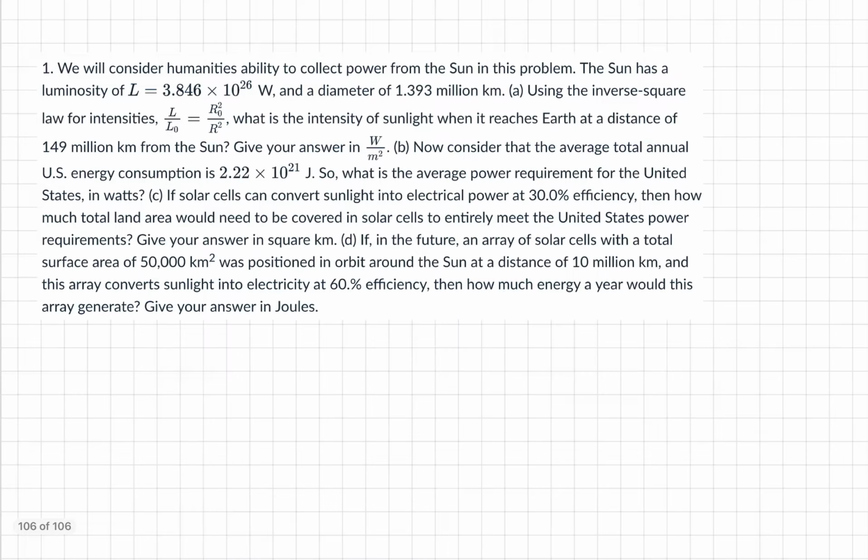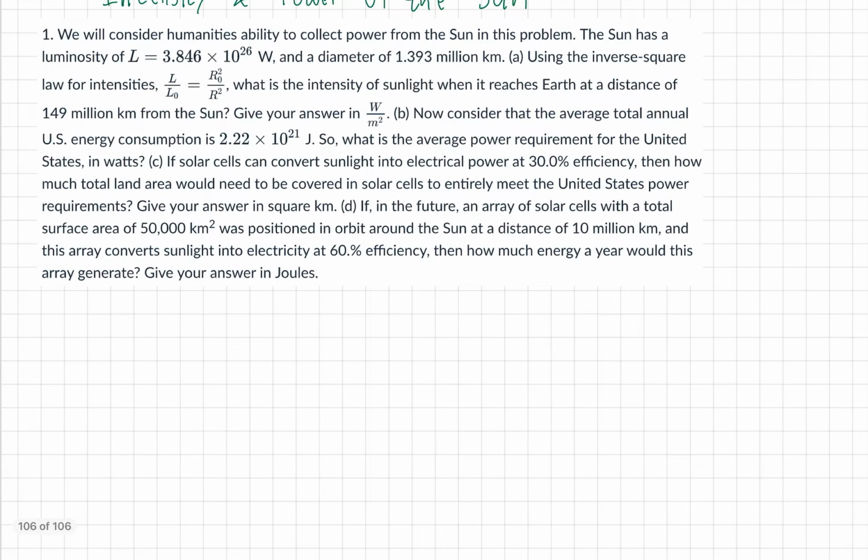The first one is all about, as it says, humans' ability to collect power. So this one we'll call the intensity and power of the sun. We can see a few parts of it, A, B, C, and D. It follows through on some interesting ideas, so I hope you will enjoy the question.